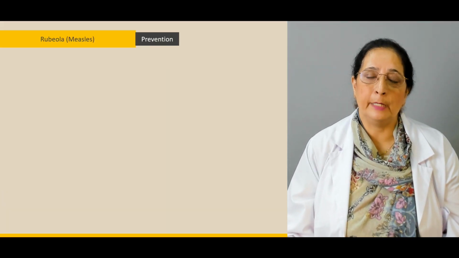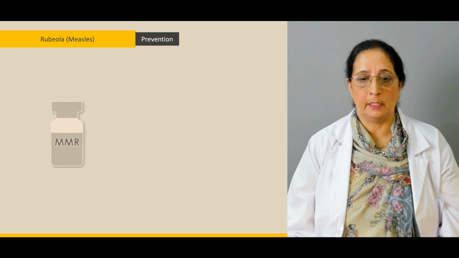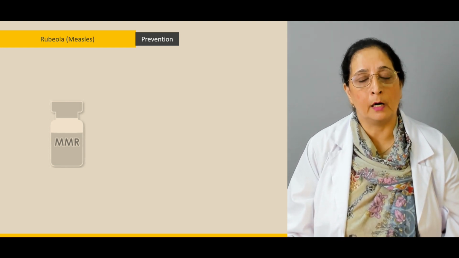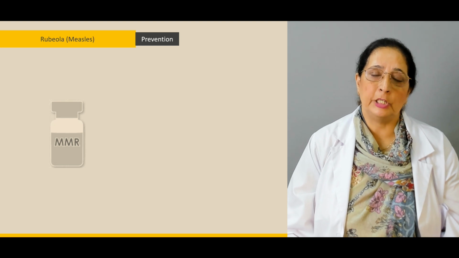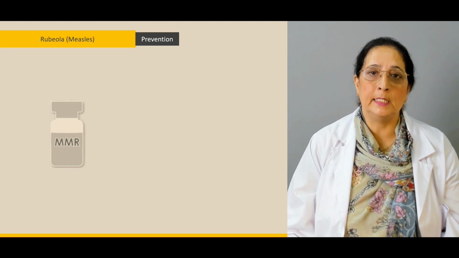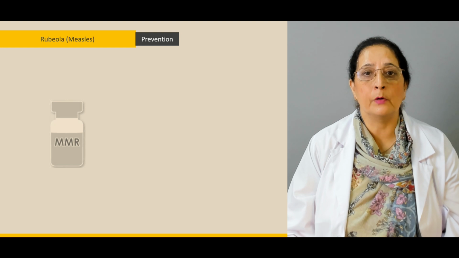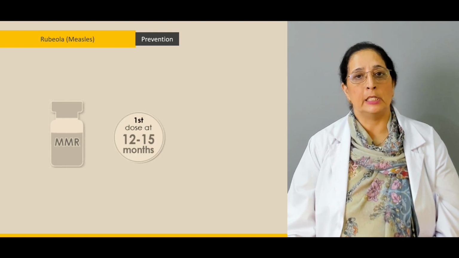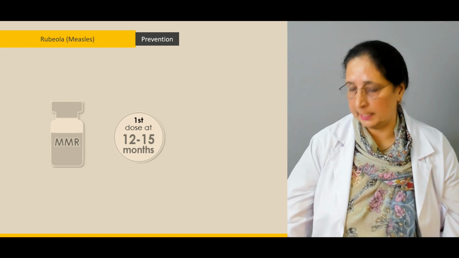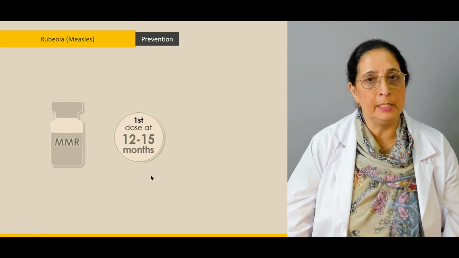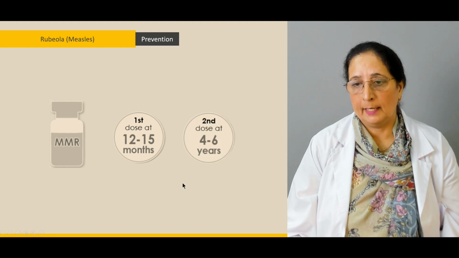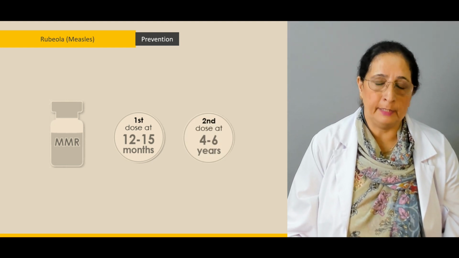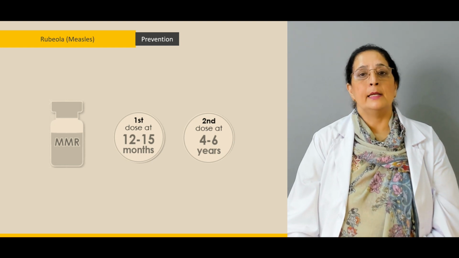Prevention: how can we prevent measles? There is a vaccine known as MMR. It's the immunization consisting of measles, mumps, and rubella. The first dose of immunization is given at 12 to 15 months of age, and the second is at 4 to 6 years. It's very important, and it's effective.